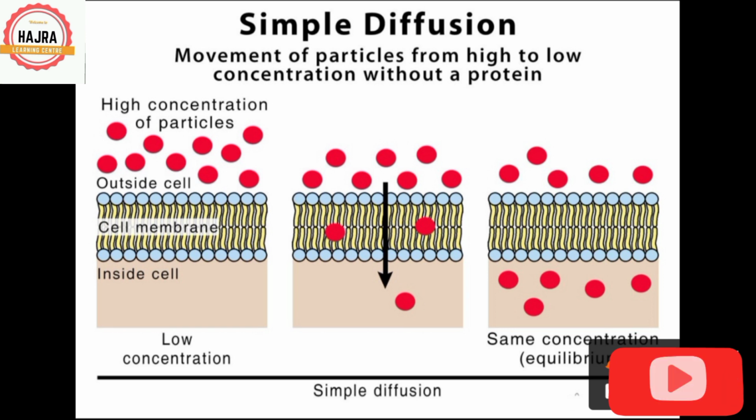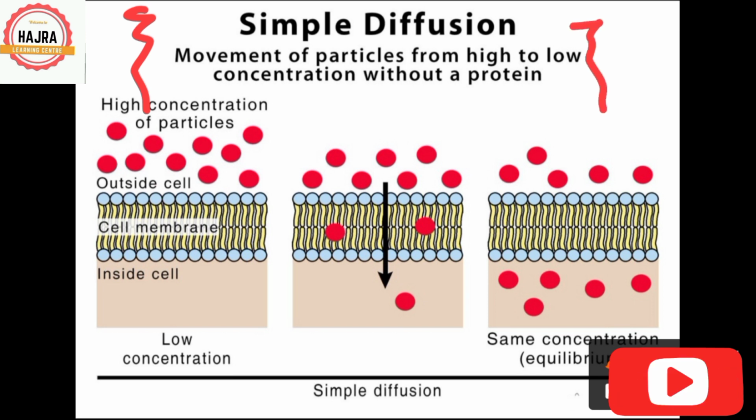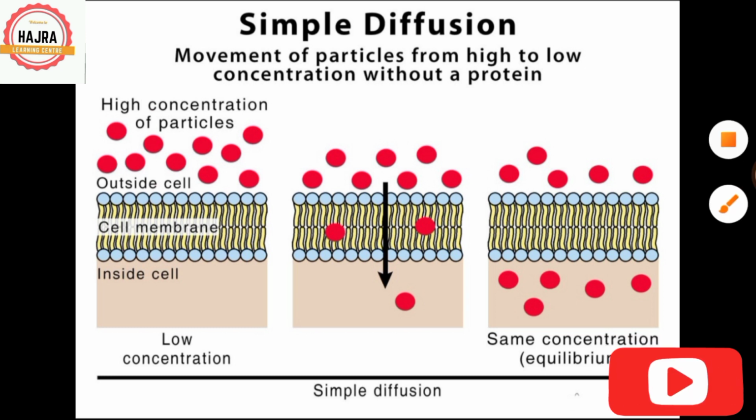First we will talk about passive transportation. In passive transportation, there are two processes: simple diffusion and osmosis. There are two types of diffusion: number 1 is simple diffusion and number 2 is facilitated diffusion. What happens in simple diffusion? Let's talk about simple diffusion.